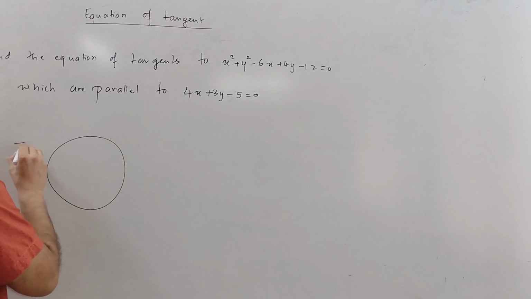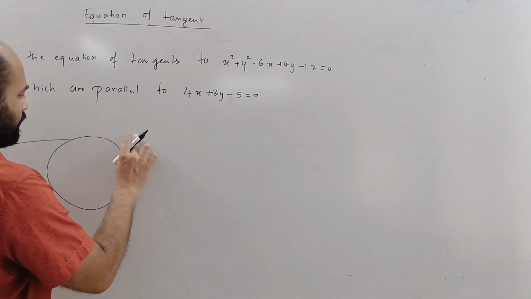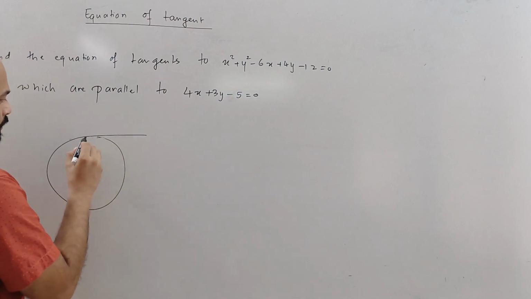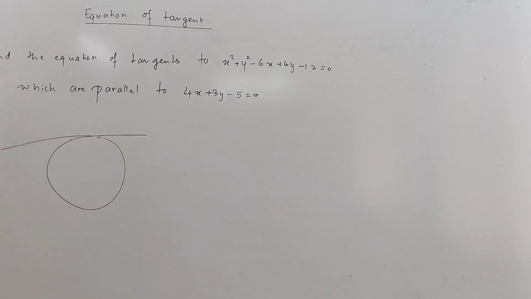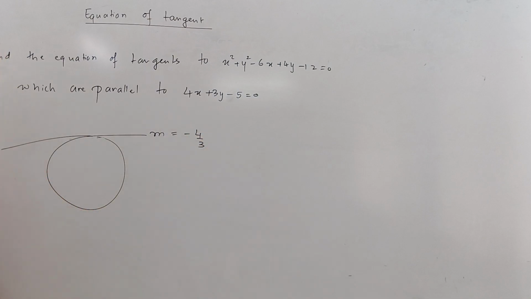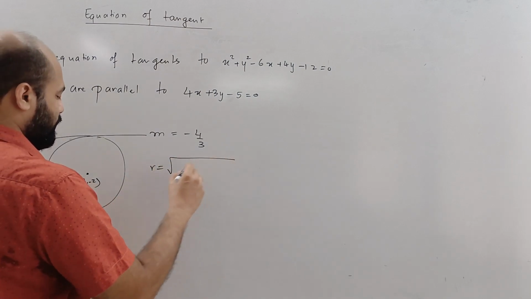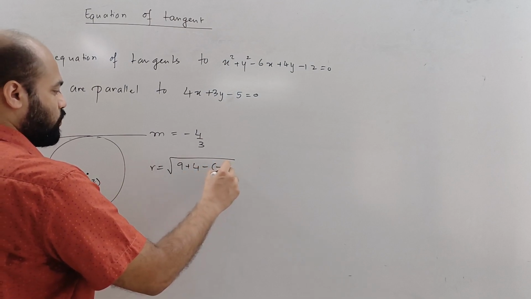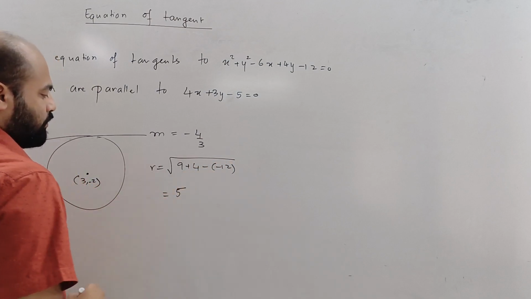This is a circle that we're talking about and this is the tangent. The one piece of information that's given to us regarding this tangent is its slope. So the slope of this is going to be minus 4 by 3. How do I know that? Because this tangent is parallel to this line, so its slope and the slope of the line have to be the same. Now this point over here is of course 3 comma minus 2, which you get to know from here. And the radius is going to be root of 9 plus 4 minus of minus 12, which is 5. So that's the radius.